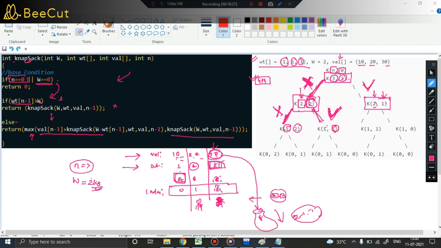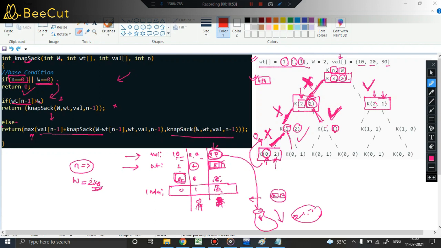Now again at this point you have 2 options, which means either you can reject item A or you can pick item A. If you reject item A, what will be the resultant value? It clearly indicates now you are going to call the knapsack function on 0 elements with capacity 2. What will be the output? The output will be 0. Why? You know that when n is equal to 0, the base condition will return 0.